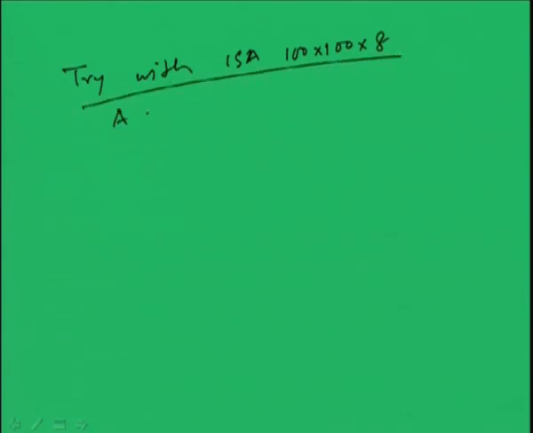So let us try with ISA 100 by 100 by 8. With this angle we will try. So the area is coming 1903 millimeter square. Now from the table we will also get the minimum radius of gyration, which is 19.4 millimeter. This is required to check the slenderness ratio, whether it is more or less than the limit we have to check.